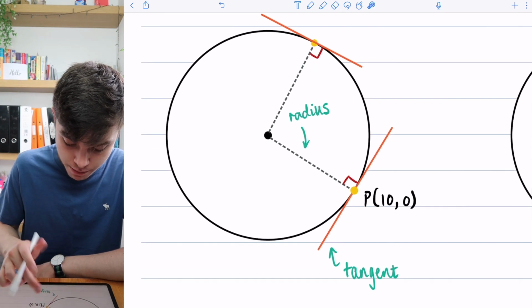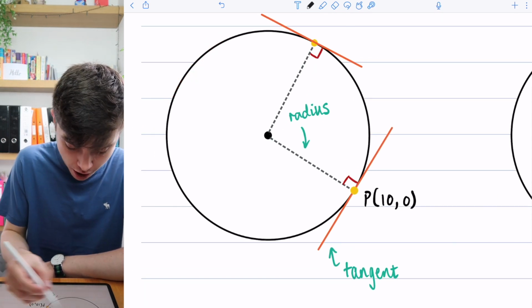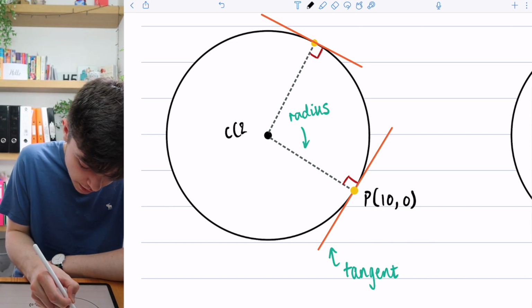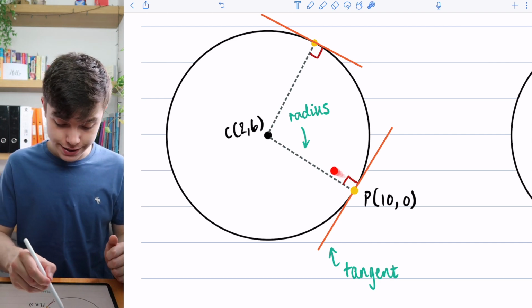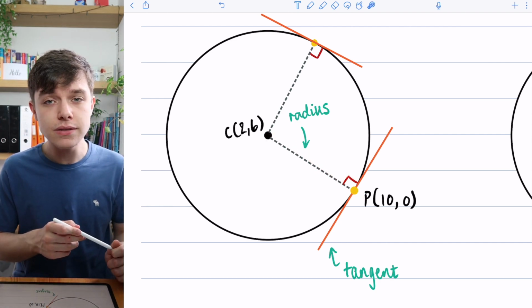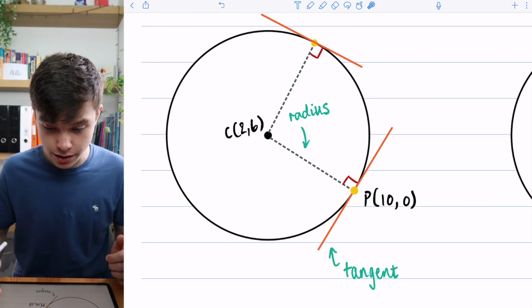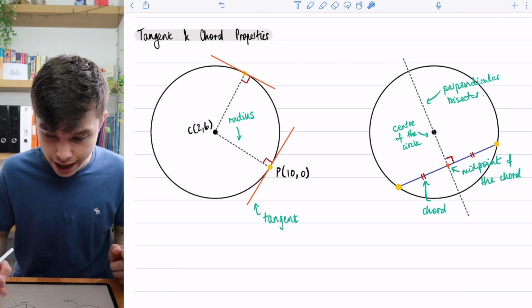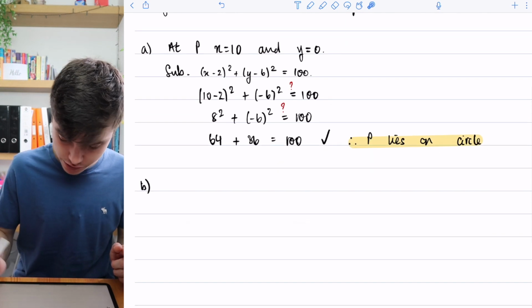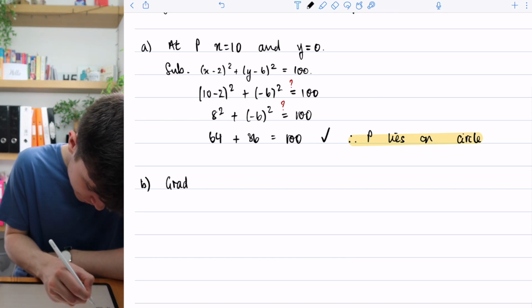It might not work out. Maybe we should have the tangent up here or something. I don't know, but we'll just put it on. So the centre is (2, 6). I can quite easily work out the gradient of the radius. And the reason we can do that is because we have 2 points. So I can work out the gradient of the radius, and that is what we will do. So let's do that, and I'll write it here.